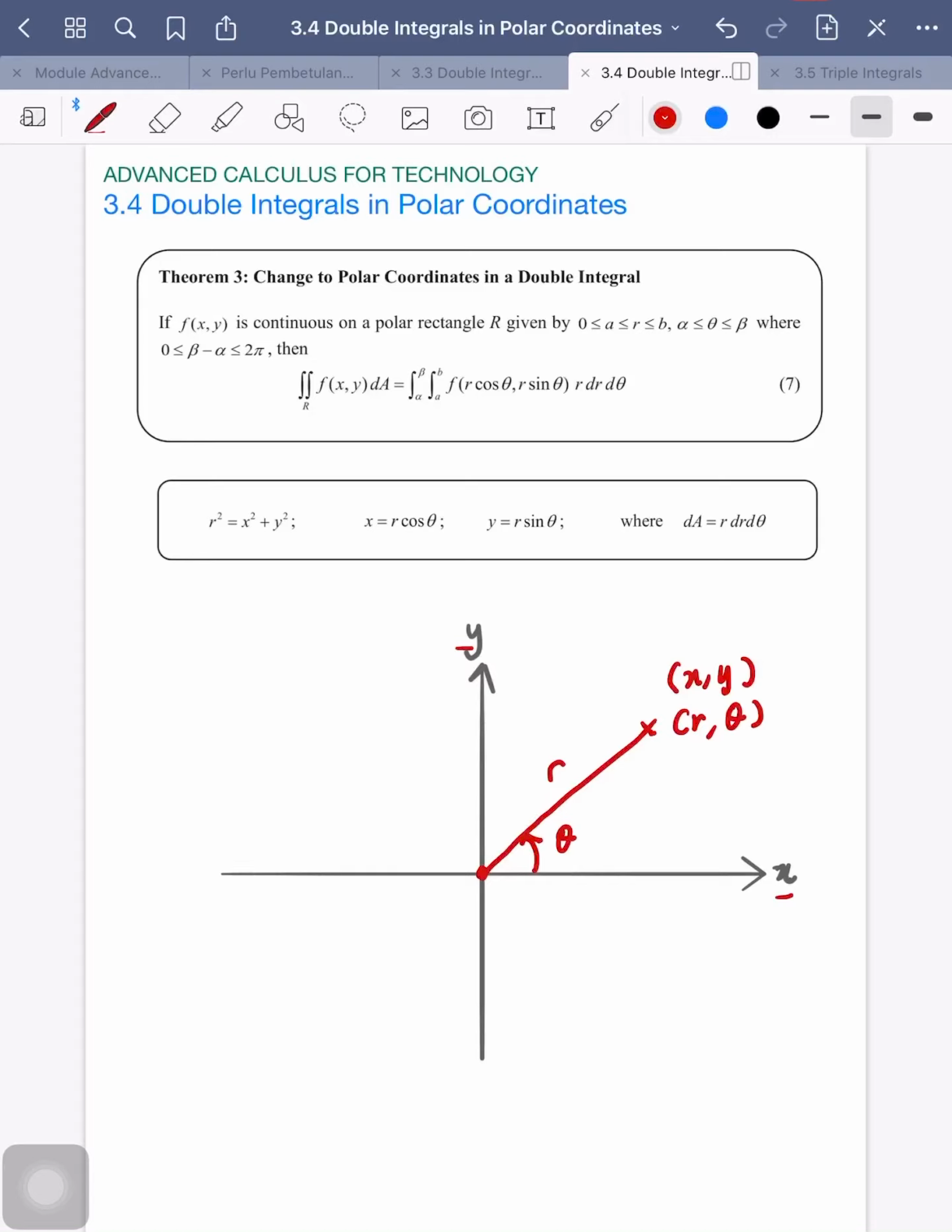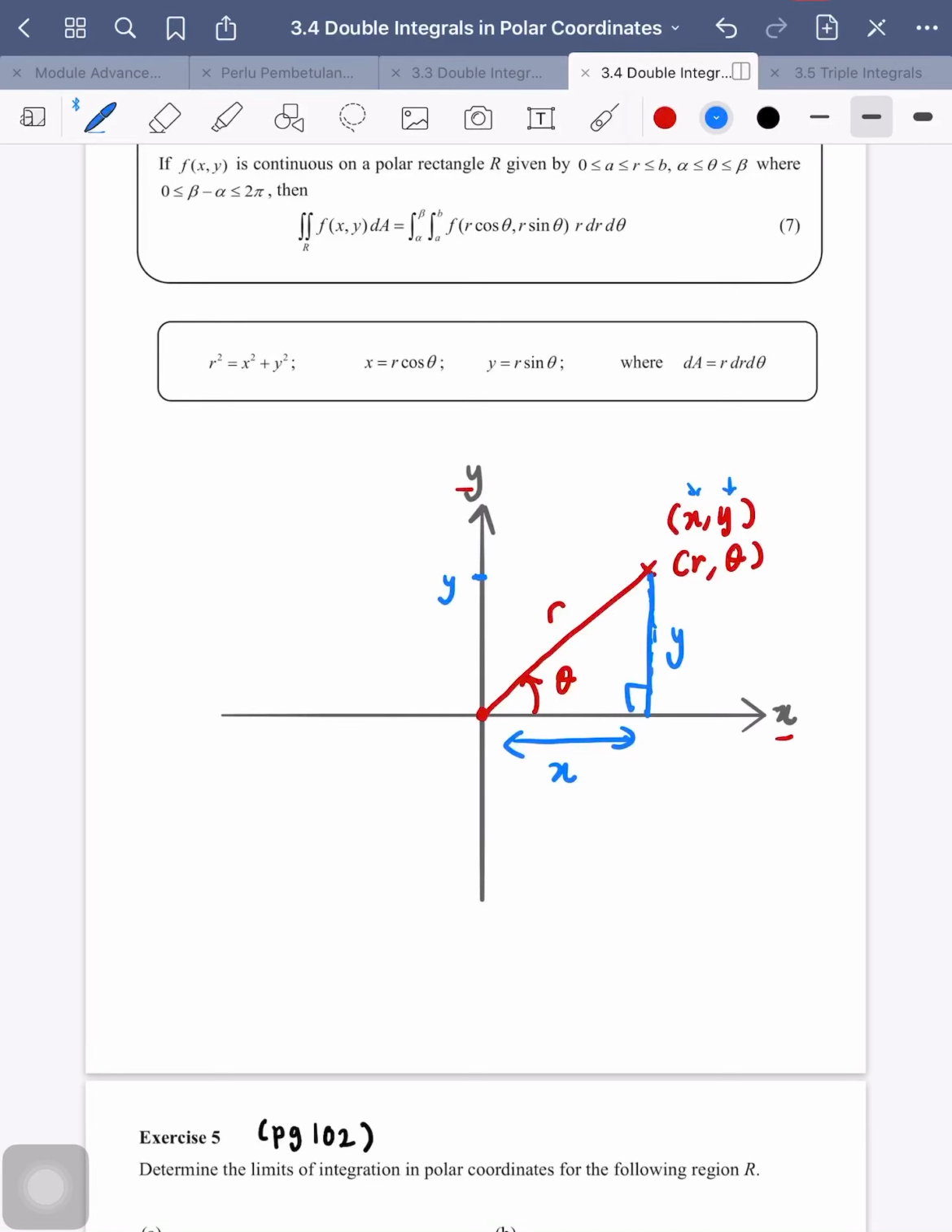Let's make this a right angle triangle. The vertical distance is y, since that is the y coordinate of the point, and the horizontal distance is x. By the Pythagorean theorem, x squared plus y squared is equal to r squared.